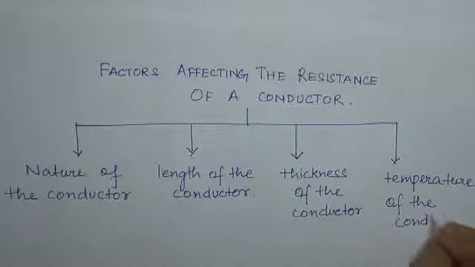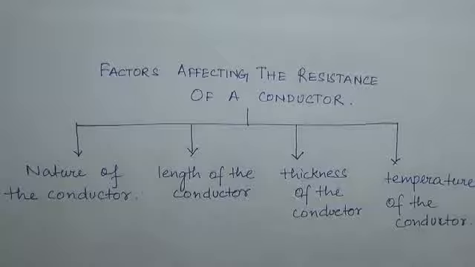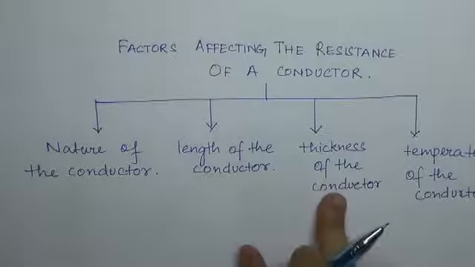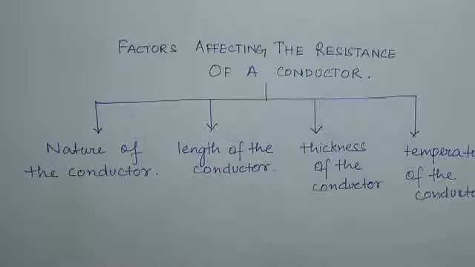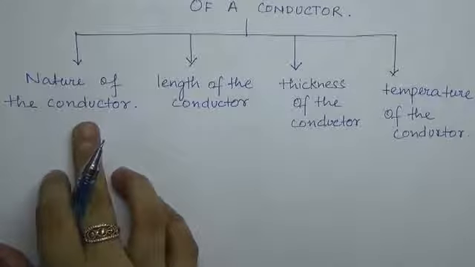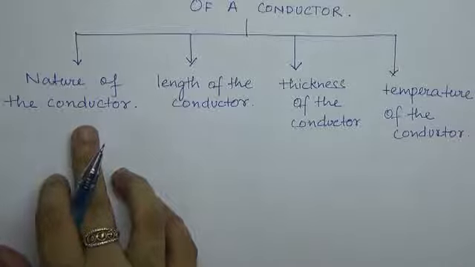So what are the 4 factors on which the resistance of a conductor depends? The nature of the conductor, the length of the conductor, thickness of the conductor, and temperature of the conductor. Now how do they depend on all these 4 categories? Firstly, we have the nature of the conductor. Different substances have different concentration of free electrons. Therefore, resistance of a conductor depends on its material.